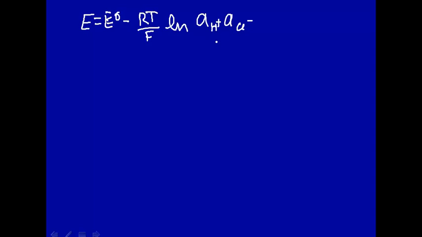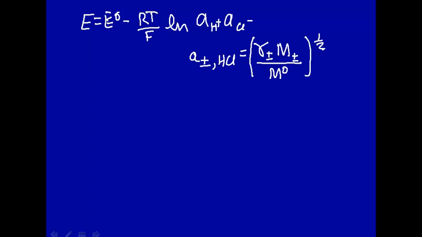Instead, what we have to do is to use mean activities and mean activity coefficients. So if we look up in the previous lecture, we can define a mean activity, a plus minus, for HCl. That will be the activity coefficient plus minus times the average concentration plus minus, divided by the standard concentration, and we're using molar since we can use the E0 table, which has a standard state of 1 molar, and this whole thing is raised to the 1/2 power.